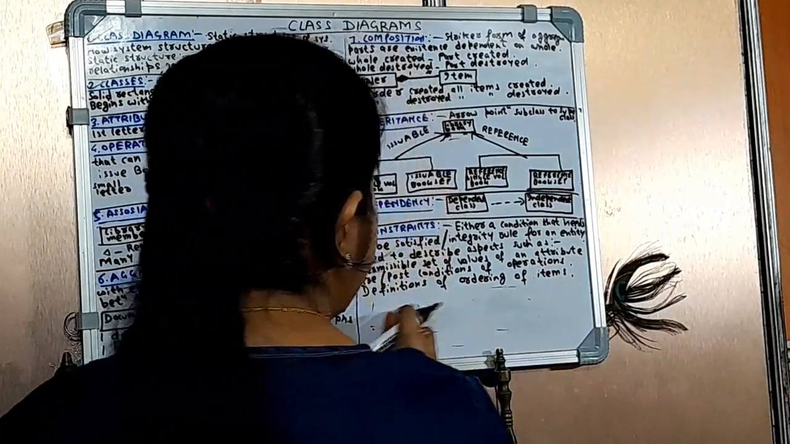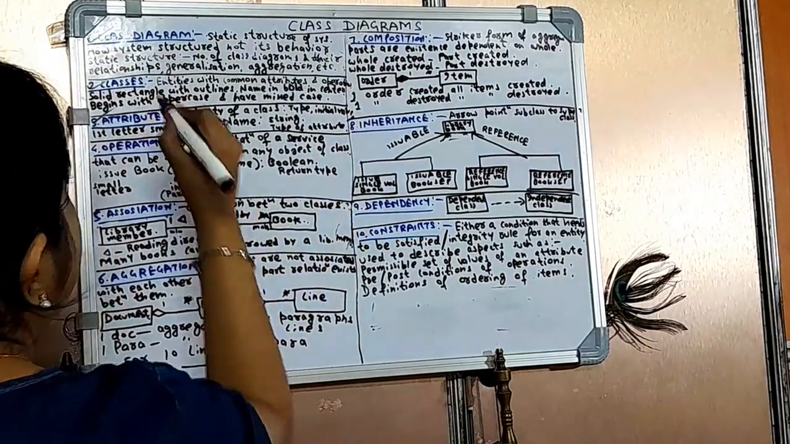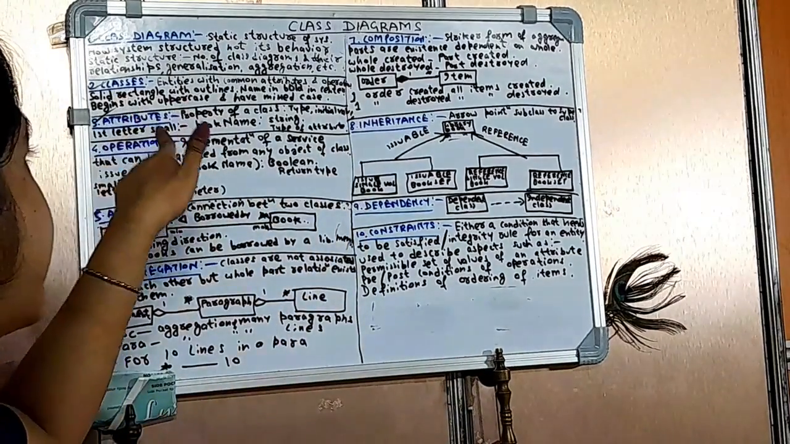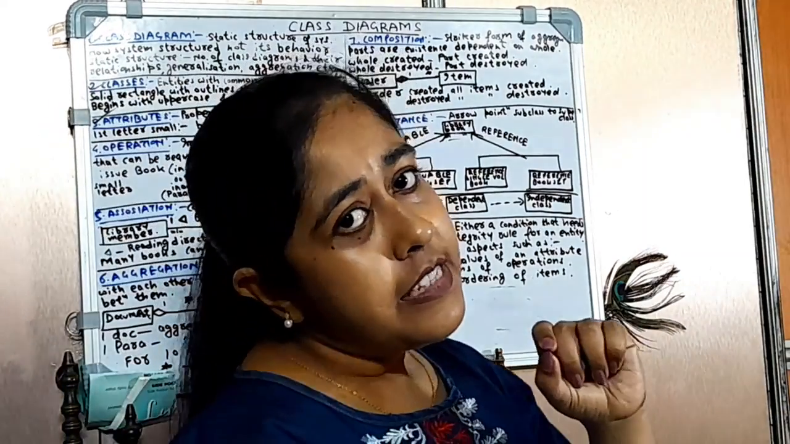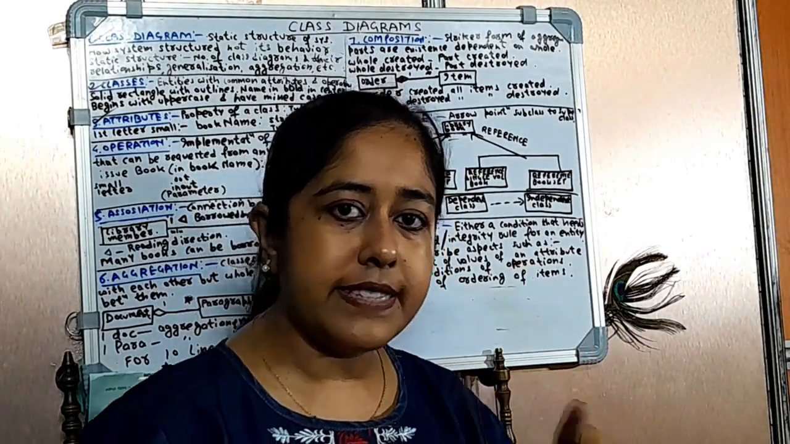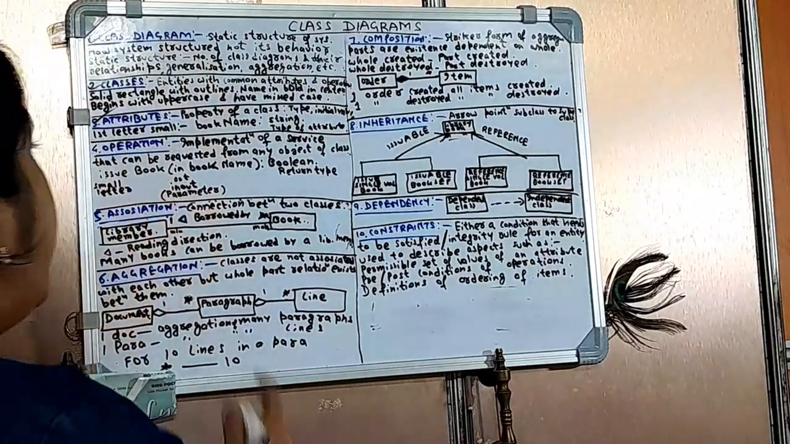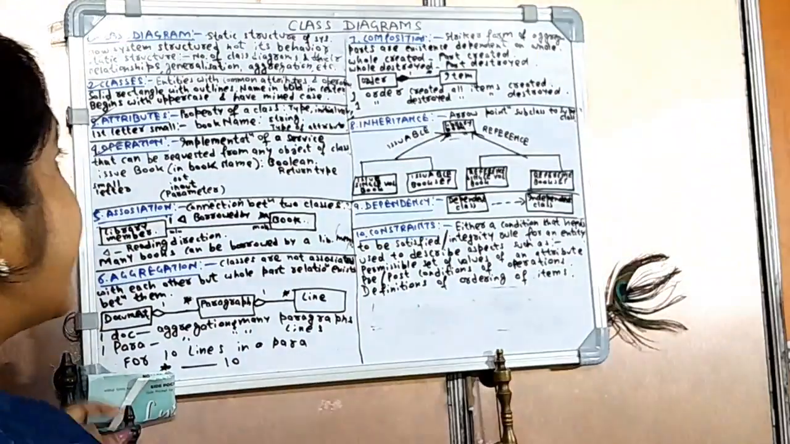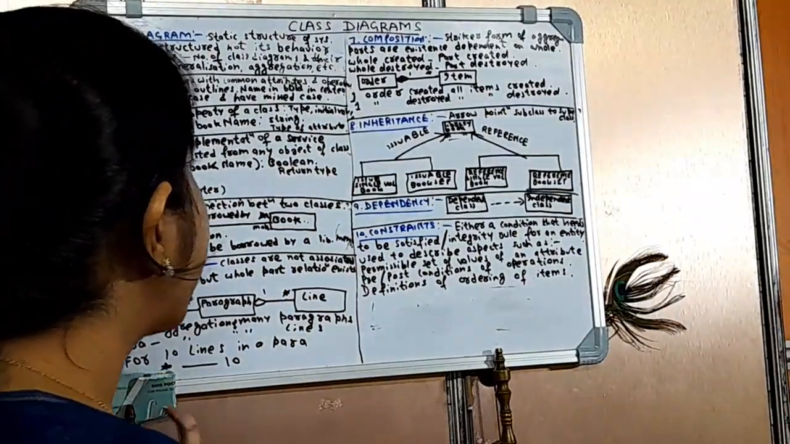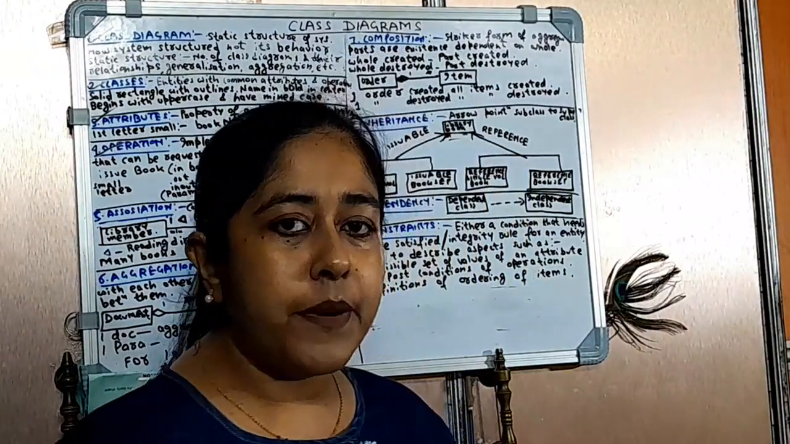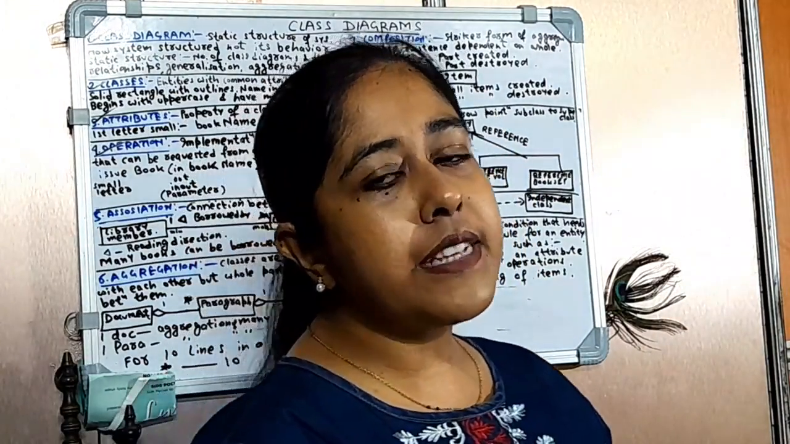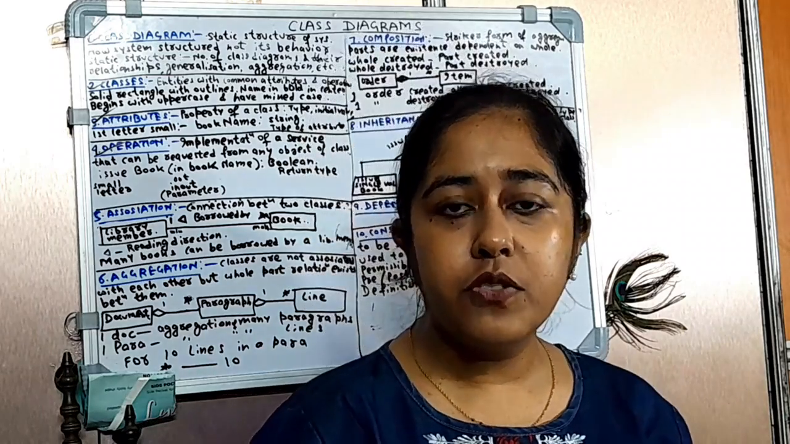Now your attribute is completed. Classes will begin with an uppercase letter and attributes will begin with a lowercase letter. Now the fourth one is operation, that is the implementation of a service that can be requested from any object of a class. Operation means obviously a service, whatever service you are going to give.